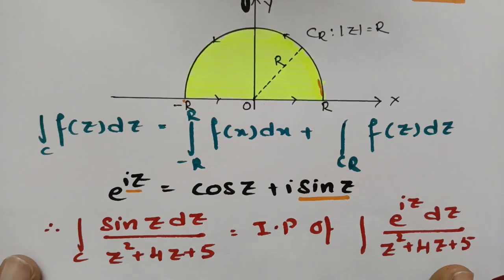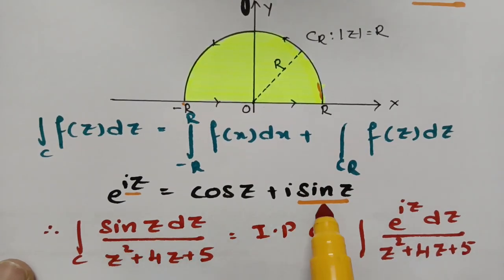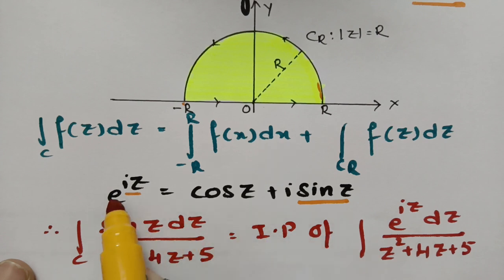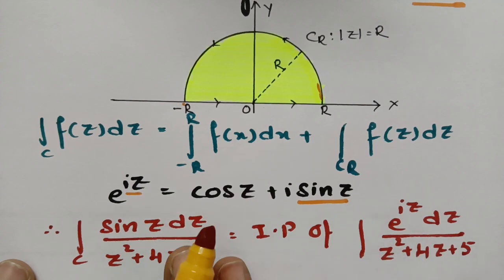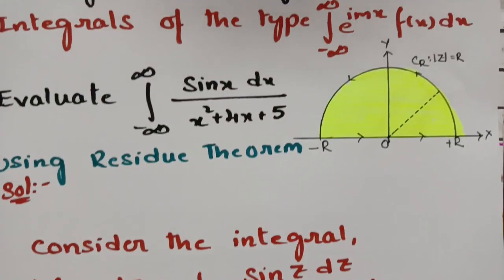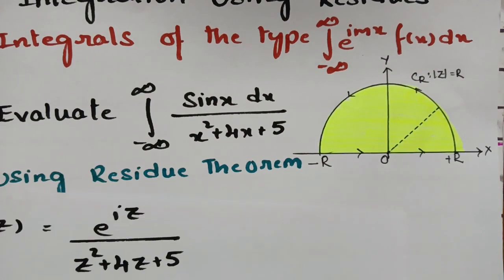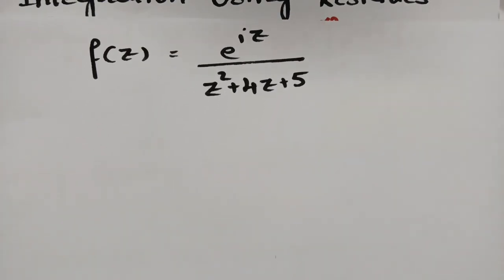In the question we have sin z. In place of sin z, I am writing the imaginary part of e power iz, as this is the imaginary part and this is the real part. Clear? So in place of sin z, I am writing the imaginary part of e power iz, so that our f of z is transformed as f of z equals e power iz by z squared plus 4z plus 5.